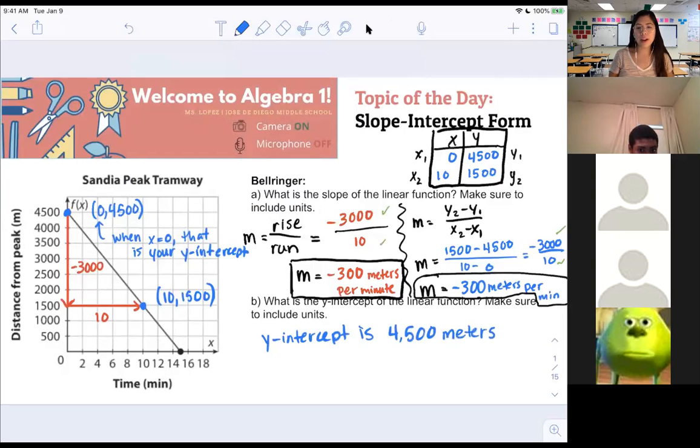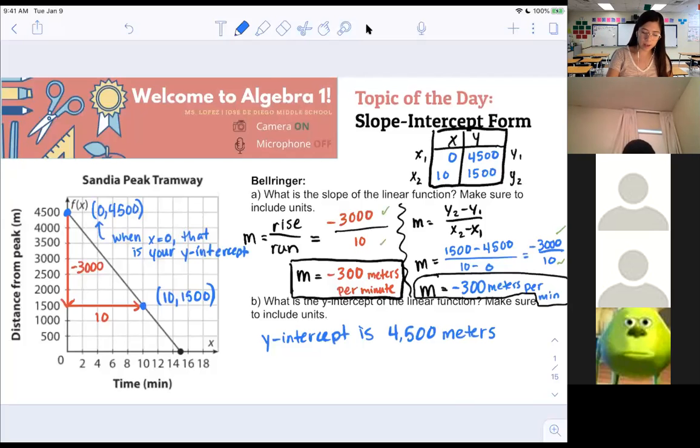And how can you summarize what that number means in this scenario? So it looks like I didn't copy down the word from this problem, but it's a tramway, so it's like a little train that's trying to get to the peak of a mountain. So what is this 4,500? What does that mean? The top of the peak. It took 15 minutes to get to 4,500 meters.